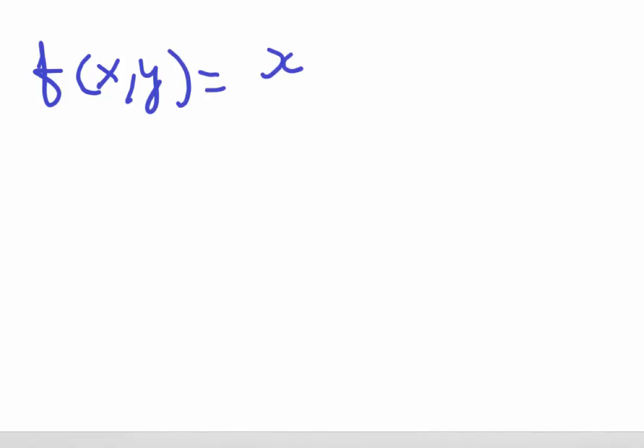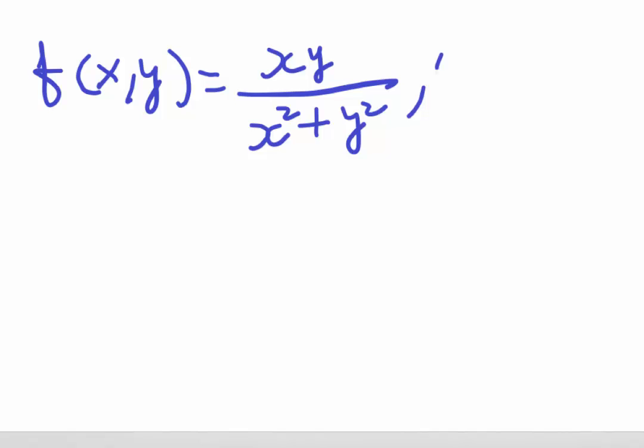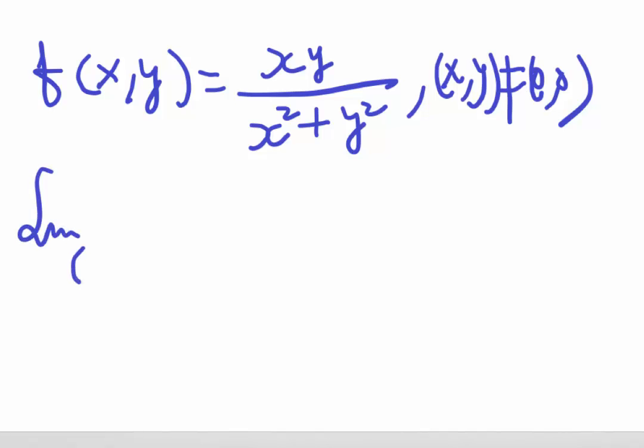Now we have a function f of x, y that is defined by xy over x squared plus y squared, and we are going to indicate that (x, y) is not equal to (0, 0), so that the function is well defined. Now, say we would like the limit of this function at, say, (0, 1). That is not equal to (0, 0).